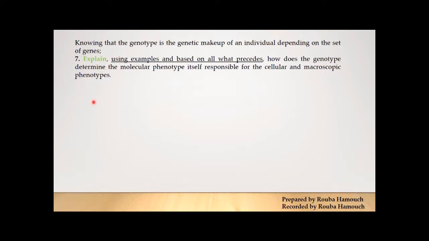So, a few minutes to explain. You have to refer to the previous slides to choose one of the examples or one of the studied diseases to explain the relation between genes, genotype, proteins, and phenotype at its 3 levels.